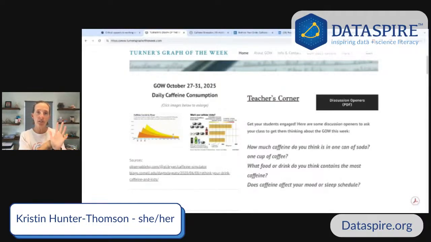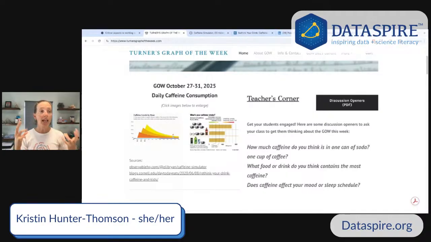I also want to give an incredible shout out to Turner's Graph of the Week. If you haven't checked it out, it is fantastic. There are many different places to find real world data, and a growing number of places where we can find real world data with examples of what questions we can use to get students to engage with those data. This is one of a handful. We'll highlight some others, but I just wanted to give a shout out to this one, Turner's Graph of the Week.